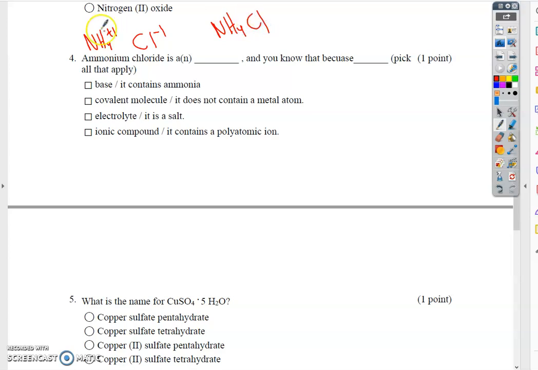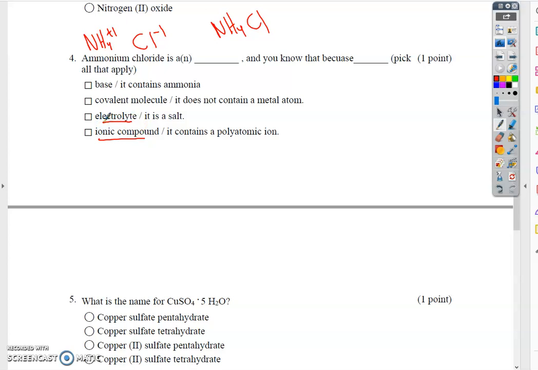Since there is a polyatomic ion in here, even though there's no metal, this is an ionic compound. So we know, well, you know what? I guess I shouldn't have done that yet because I didn't check the other part of it. We know this ionic compound part is right. And ionic compounds are also electrolytes, so that part is good so far too. Electrolytes are compounds that will conduct an electric current.